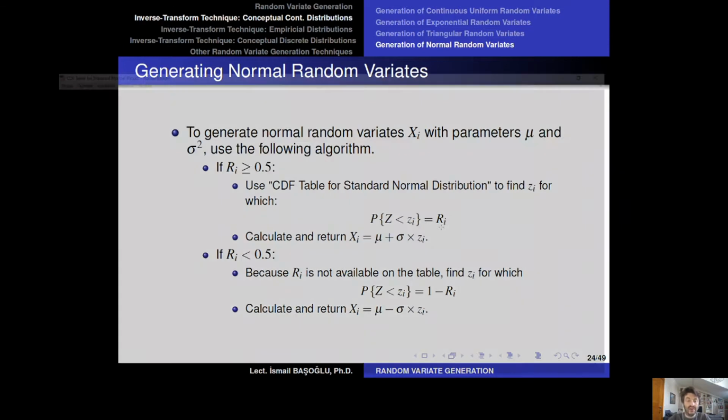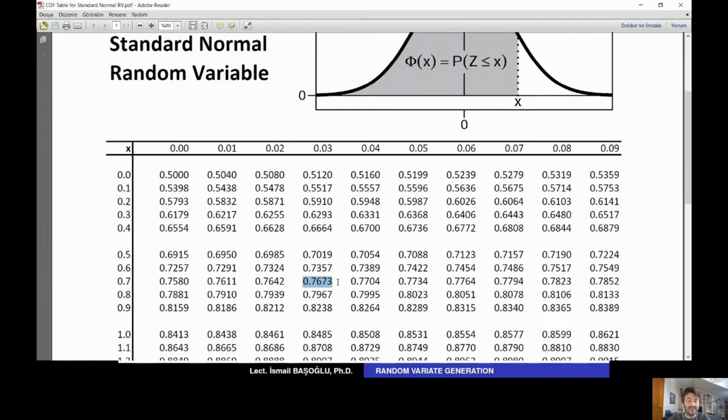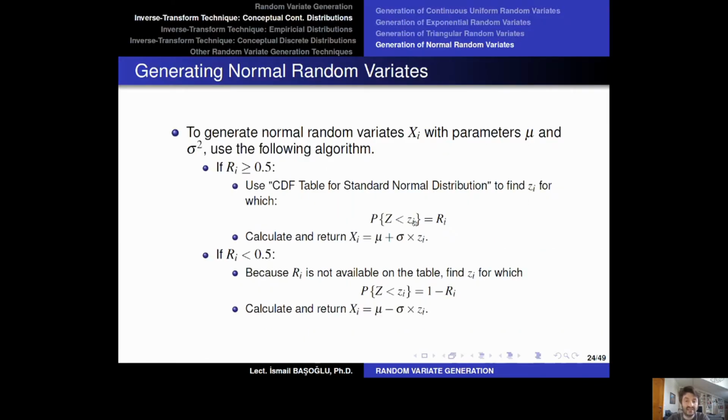Now, for example, if the Ri is 0.7673, in that case, the corresponding Z value will be 0.73. Then after identifying that Z value, we are just going to multiply that Z value with the standard deviation sigma and shift it by adding mu, and that is going to be the Xi value, which is the random variate that we want to generate from that normal distribution.